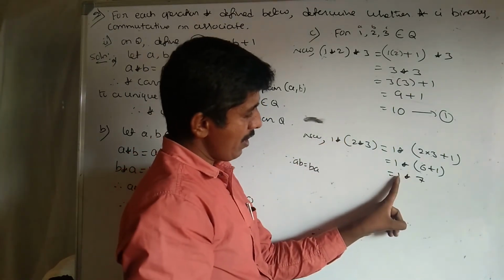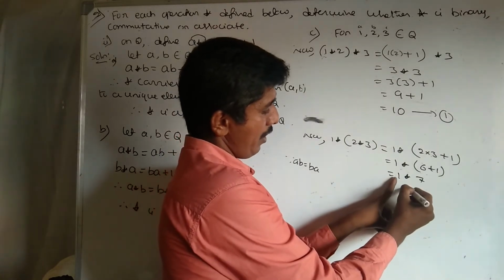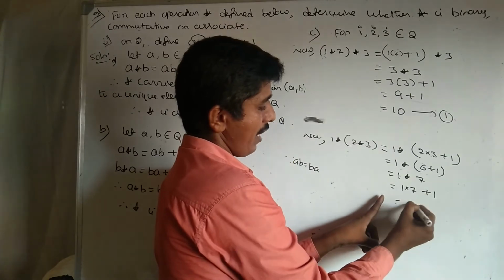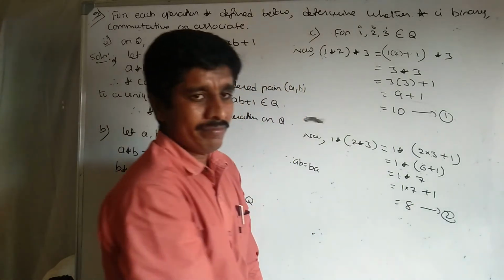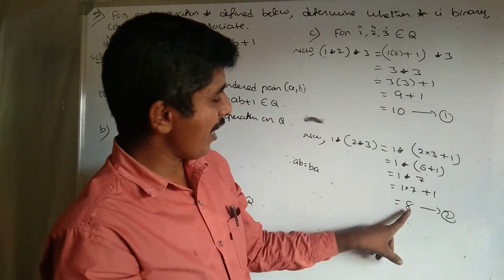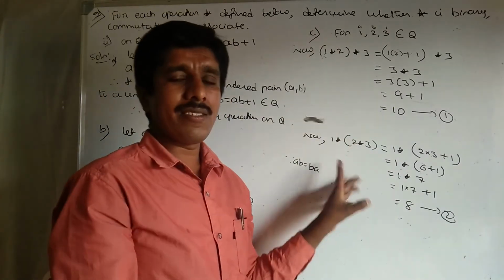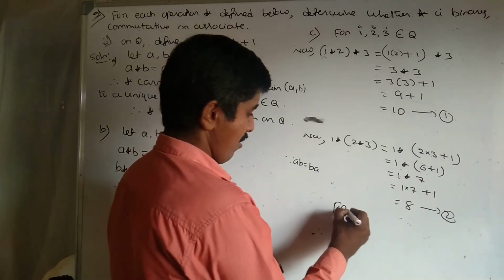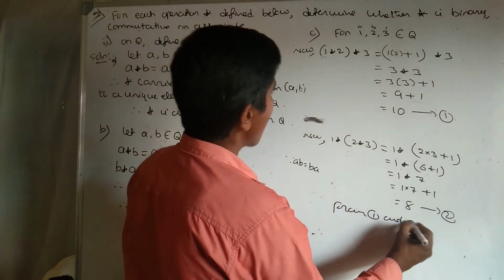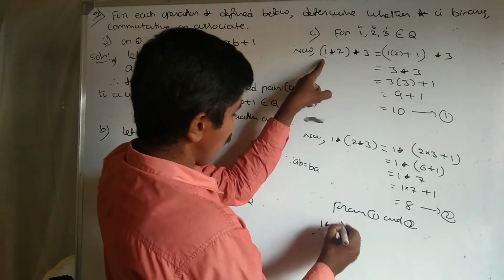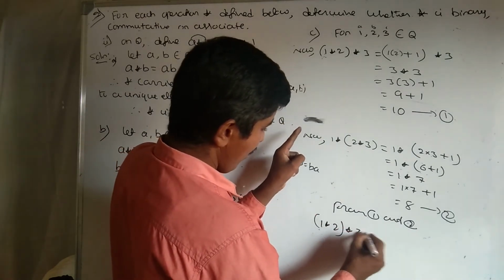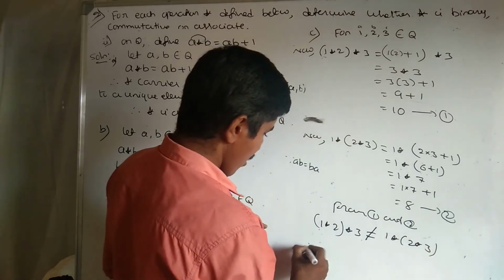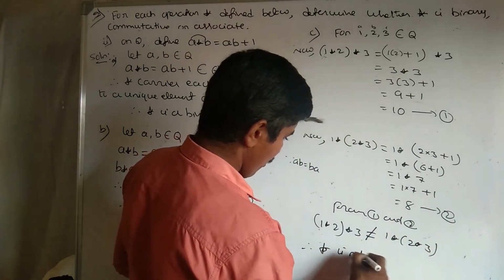Now define the binary operation again: A star B is A into B plus 1, here 1 into 7 plus 1, which is 7 plus 1, 8. Call it equation 2. From 1 and 2, 10 is not equal to 8, which means LHS is not equal to RHS. Therefore, from equations 1 and 2, (1 star 2) star 3 is not equal to 1 star (2 star 3). Therefore, star is not associative.